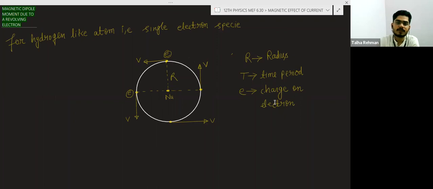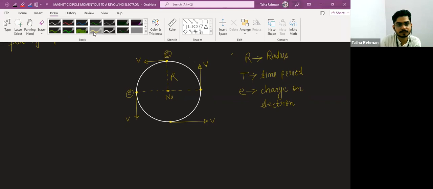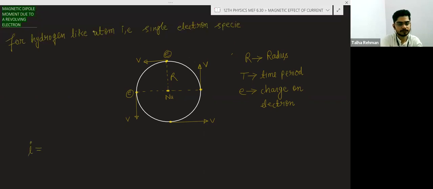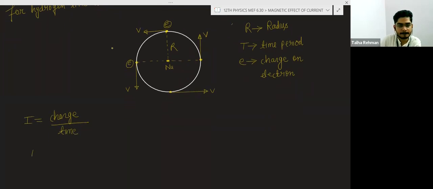So how will we calculate the current? If the electron is a charged particle, whenever a charged particle is in motion, there will be a current generated. So current is equal to charge divided by time. Charge here is e. Time is the time period. I am taking the time period T.